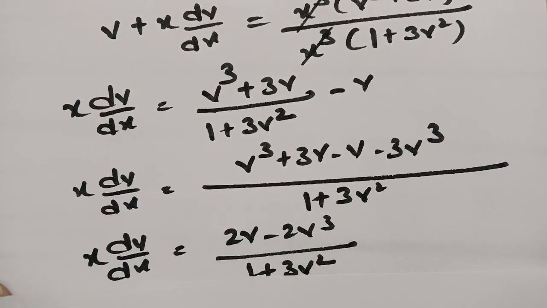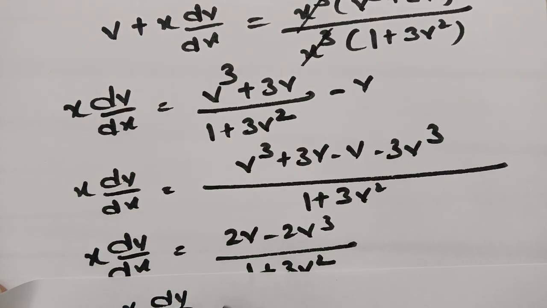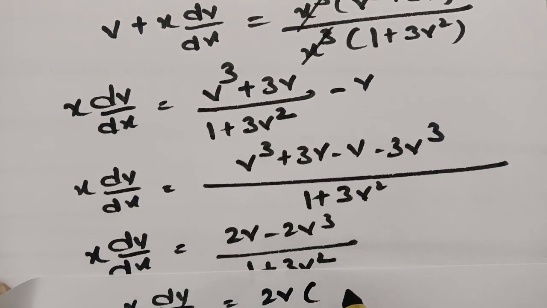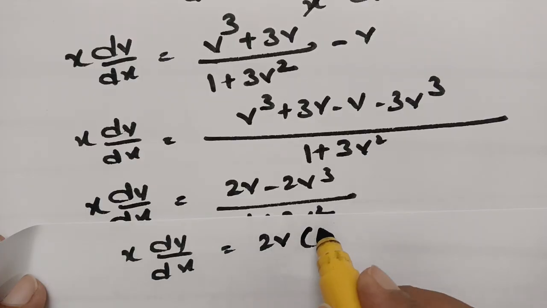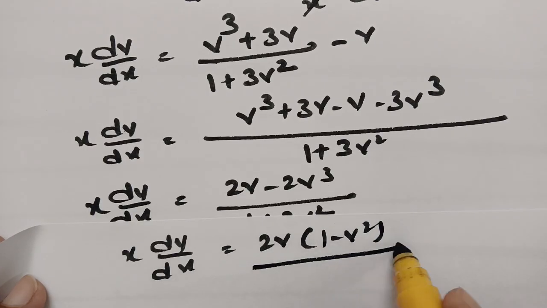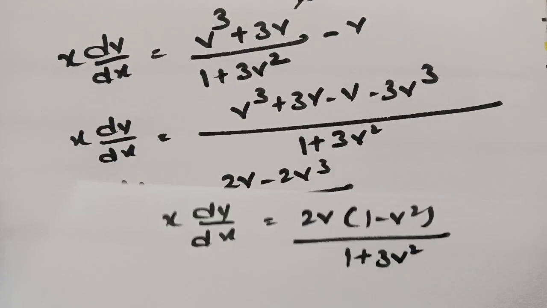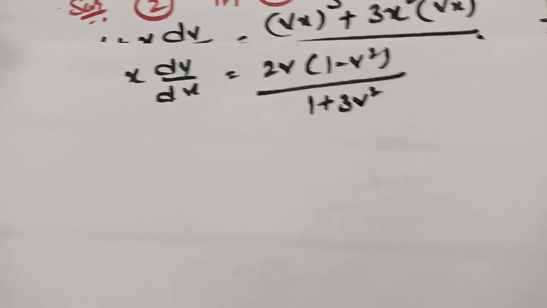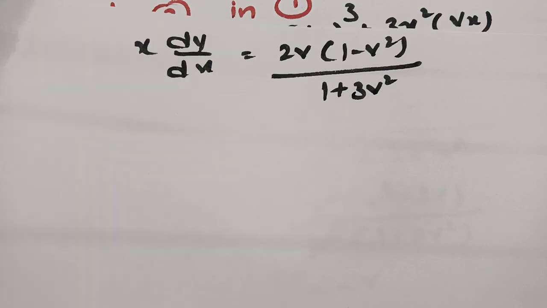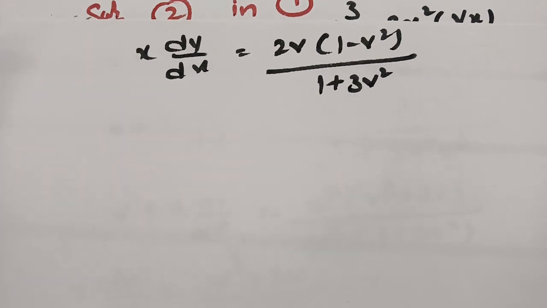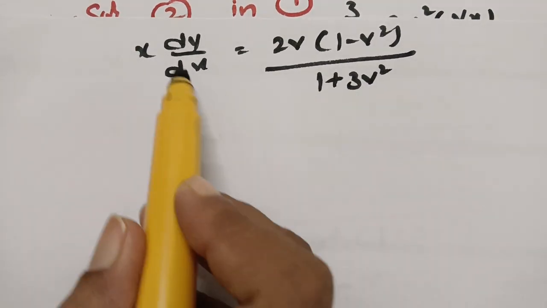Here in this, what I am going to do is x into dv by dx value. If I take 2v common from the numerator, this will be 1 minus v square by 1 plus 3v square. Now what I am going to do is the variables separable method. I am sending v to one side and x to one side. So here there is dv here.